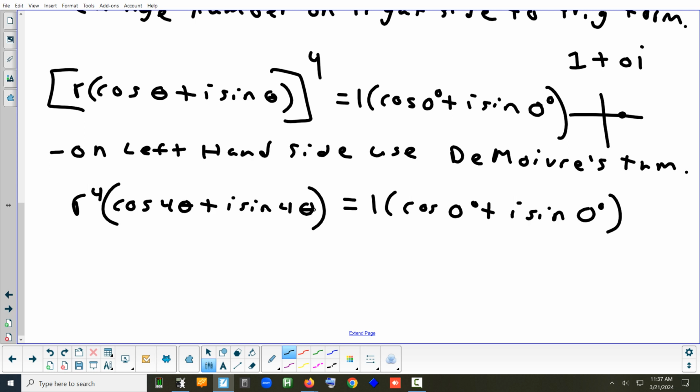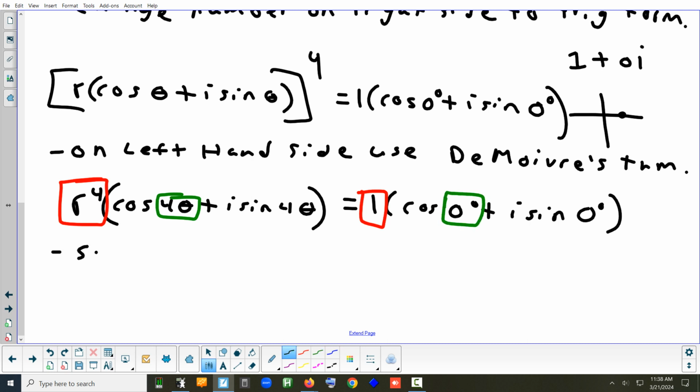Now, what's one thing that we don't know on the left? We don't know the r. We don't know the radius. What is the radius on the right? 1. What's something else that we don't know on the left? Theta. That's my angle. What's my angle on the right? 0.